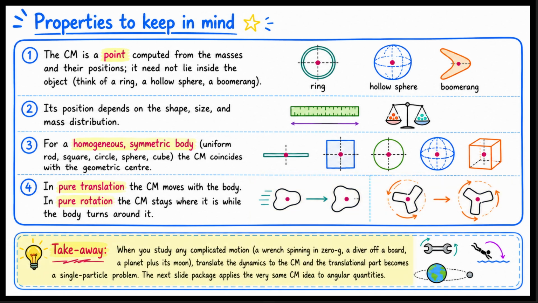The takeaway is this. When you study any complicated motion, whether a wrench spinning in zero gravity, a diver off a board, or a planet plus its moon, translate the dynamics to the center of mass, and the translational part reduces to a single particle problem. In the next slide package, we apply the very same center of mass idea to angular quantities.